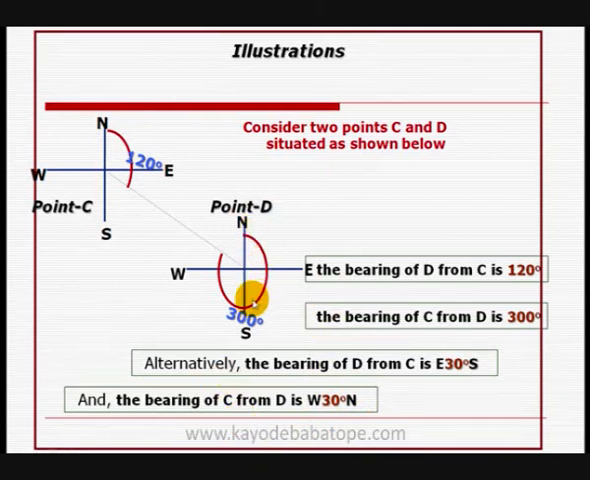The whole of this place is 300. Okay? This is 90. This is 90. That's 180. This is 90, 270. Therefore, the remaining portion here must be 30, such that everything will be 300. So, west 30 degrees north. That is the compass bearing equivalent of the bearing of C from D.